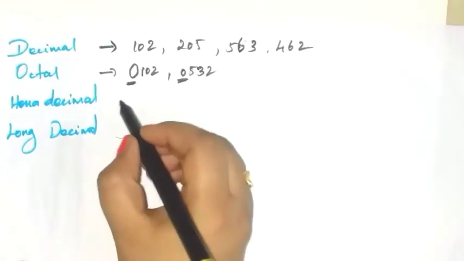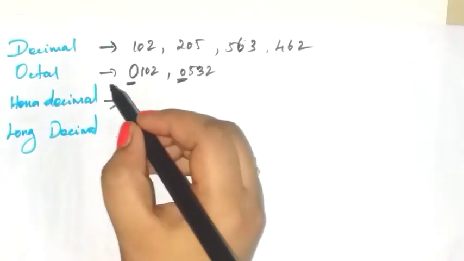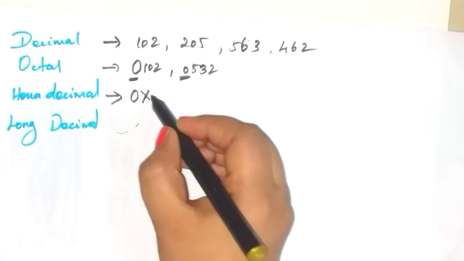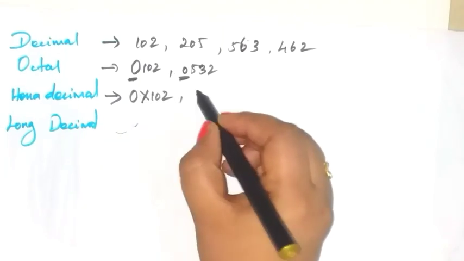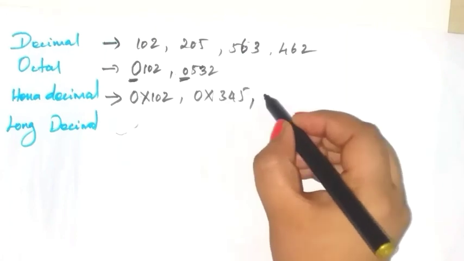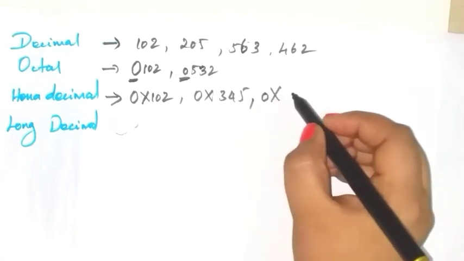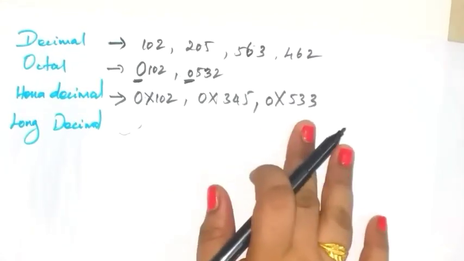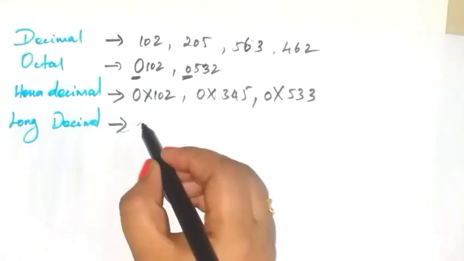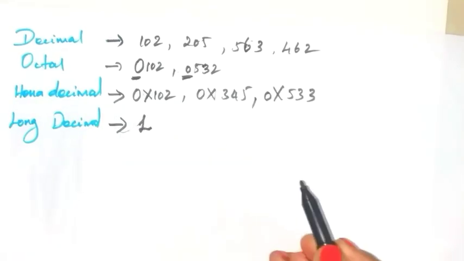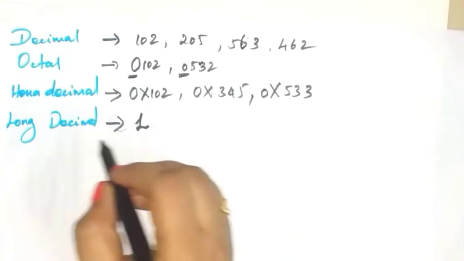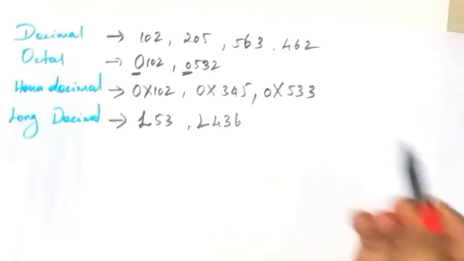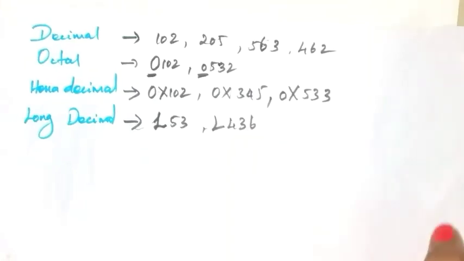Next, hexadecimal numbers. Here you have to start with OX, capital letter OX or small letter ox. Start with OX and write the values 102, OX 345, small letter ox 533. These are the hexadecimal numbers. Long decimal numbers: you have to start with capital letter L, not small letter l. Only use uppercase L. L 53, L 436. So these are the examples for integer data.